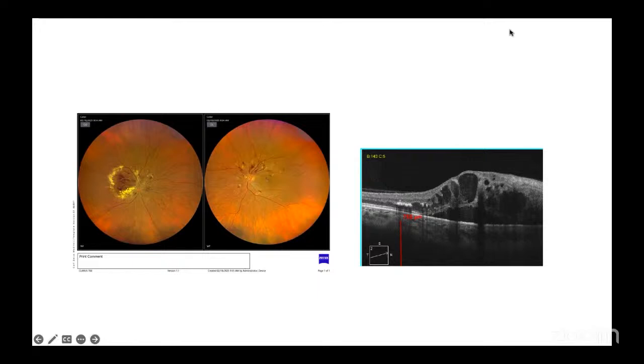This is the OCT picture of the right eye. Regarding treatment of this patient, according to this OCT, I should start bevacizumab or ranibizumab, for 3 consecutive months, one injection per month.